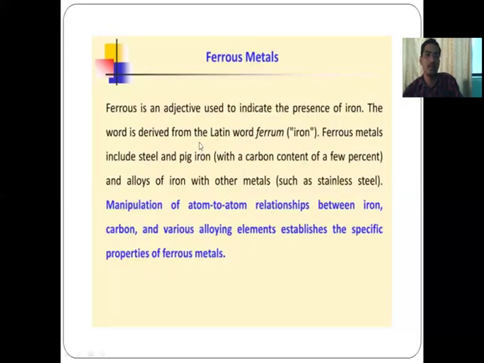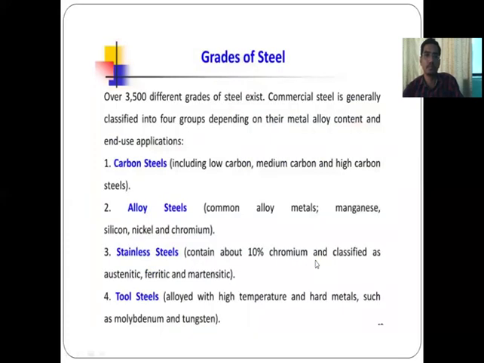So ferrous is an adjective used to indicate the presence of iron. The word is derived from the Latin word ferrum, that is iron. So the ferrous metals include steel and pig iron with a carbon content of a few percent, and alloys of iron with other metals such as stainless steel. The manipulation of atom to atom relation between iron, carbon and various alloying elements establishes the specific properties of the ferrous materials or metals.